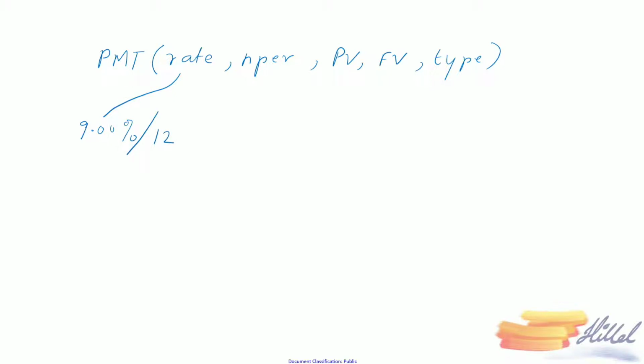Number of periods: suppose you are taking the loan for 2 years, so you would be doing 2 into 12, that is 24.